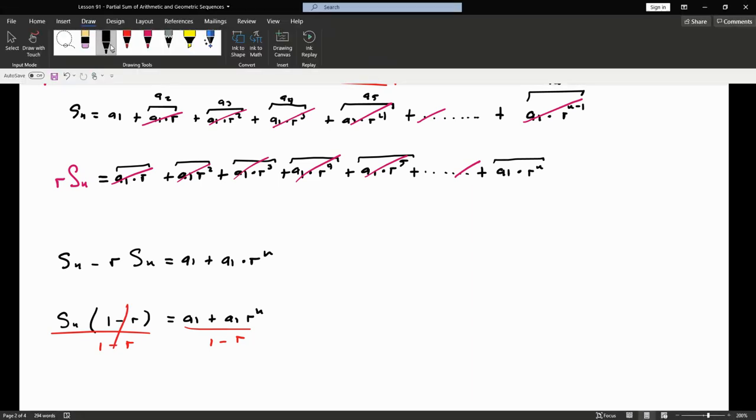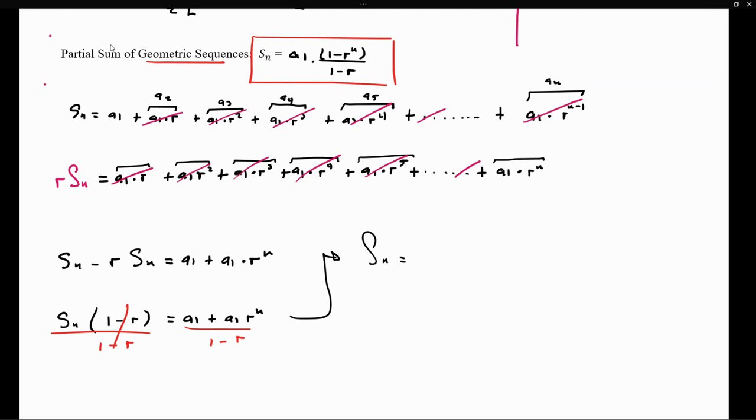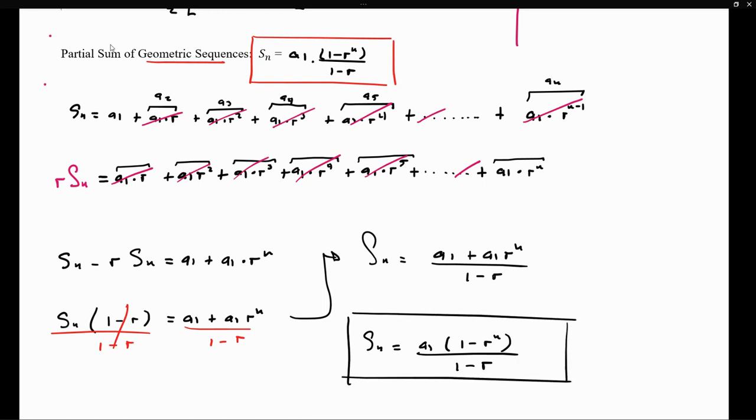After doing all this manipulation, I finally have an expression for S of n, where S of n is equivalent to a1 plus a1 r to the n, all over 1 minus r. We can still simplify this, because on the top we still have a1. So now we have a1 times the quantity 1 minus r to the n, all over 1 minus r. And what we have said is that we can use this expression to properly define the partial sum of the first n terms, given that the sequence is a geometric sequence.